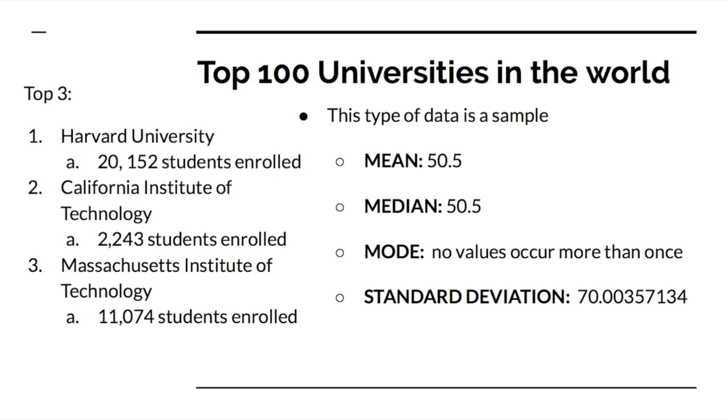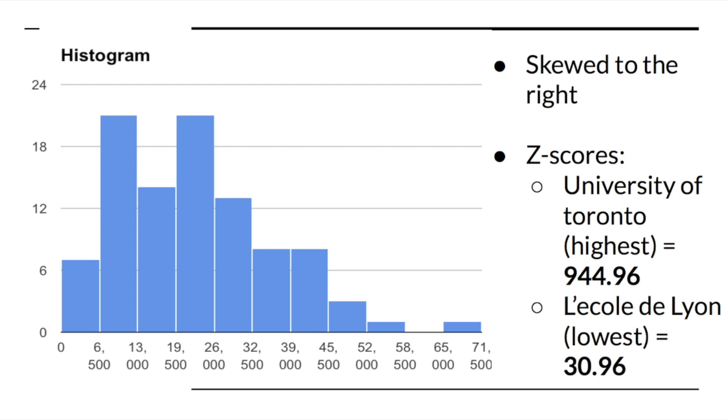This data set has a mean of 50.5, the median being the same thing, 50.5, and the mode having no values occur more than once, making there no mode. And I found the standard deviation to be 70.003573134. I made a histogram for this data set, the bottom of the histogram being the number of students in thousands, and the other part of the histogram being how many schools have that many students.